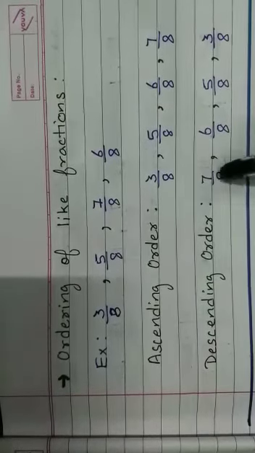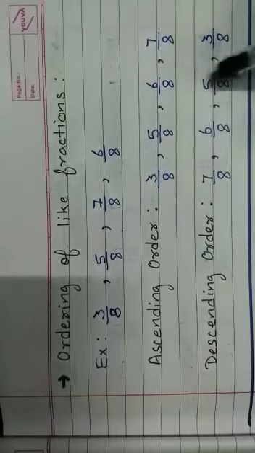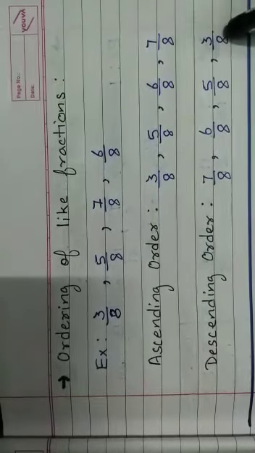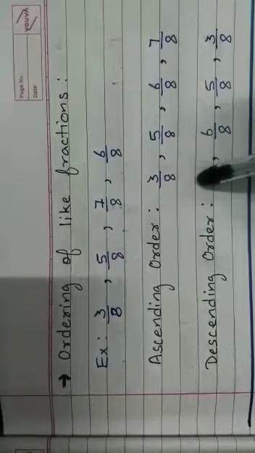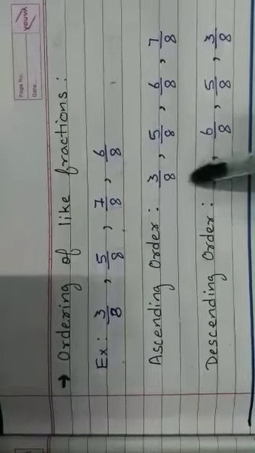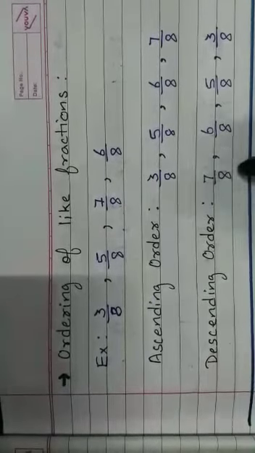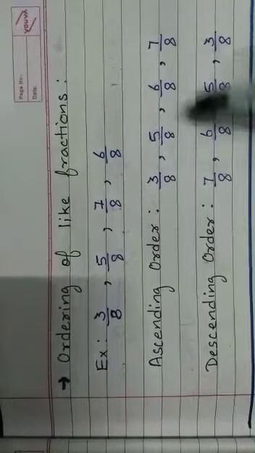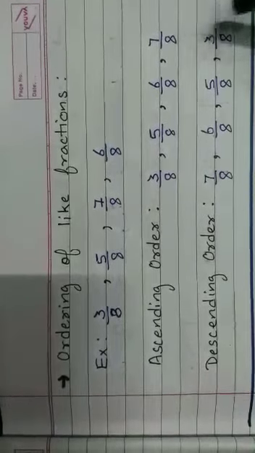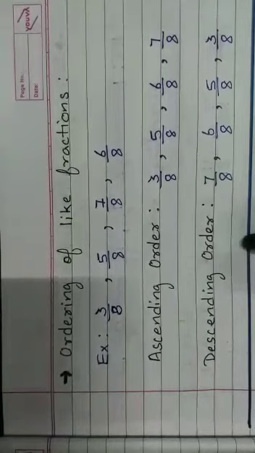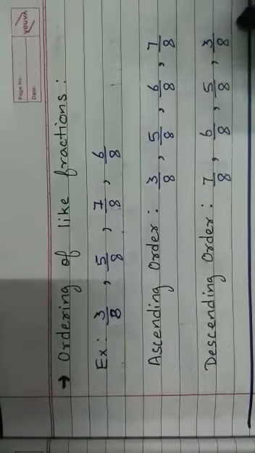We can arrange like this, that is 7 upon 8, 6 upon 8, 5 upon 8 and 3 upon 8, because the fraction with greater numerator will be greater. So that's why 7 upon 8 will come at the first place. Then 6 upon 8, then 5 upon 8, and at last we have 3 upon 8 in case of descending order. It means from bigger to smaller.